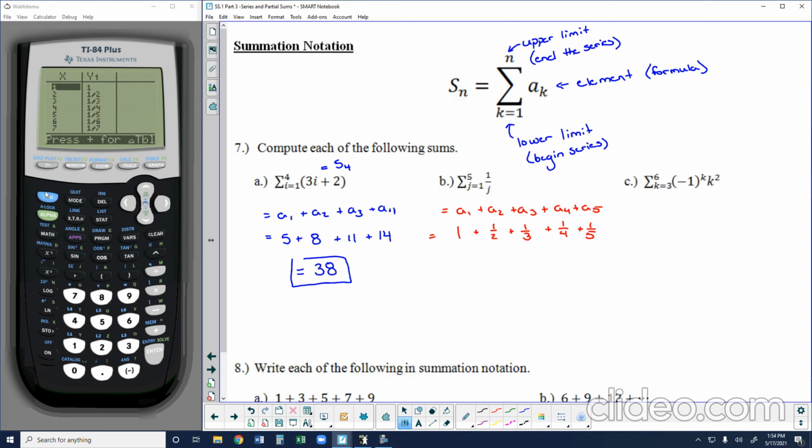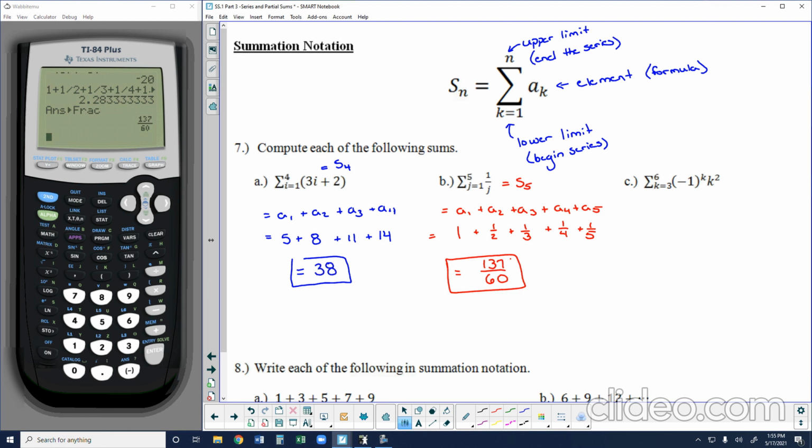Now this is an addition of fractions, and rather than finding all of the common denominators and adding together the fractions, I'm going to do that work in the calculator. You could do this by hand, but it's a little bit quicker to do it in the calculator. I'm going to give an exact answer in fraction form. And so this would end up being 137 over 60. So this is the same as finding S5, the first 5 terms of the series.